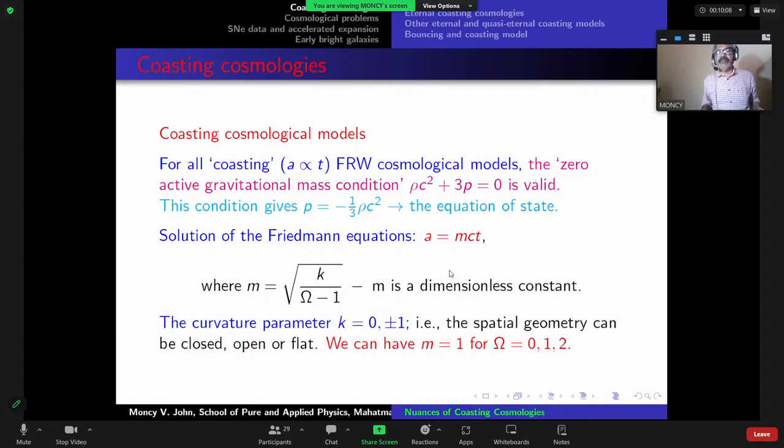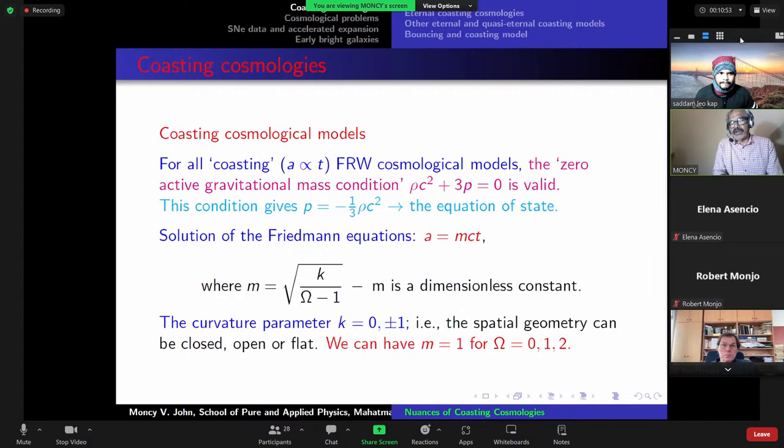So the zero active gravitational mass condition is rho c squared plus 3p equal to 0. This condition is equivalent to the equation of state p equal to minus 1 by 3 rho c squared. The solution of the Friedmann equation in this case is a equal to mct, which varies linearly with time. m is a dimensionless constant, c is the speed of light, m is square root of k by omega minus 1, where omega is the total density parameter.